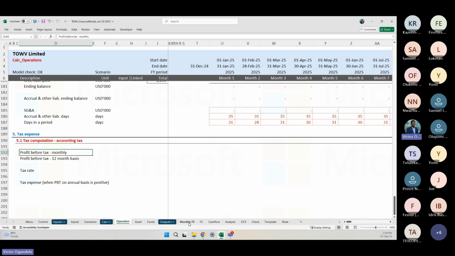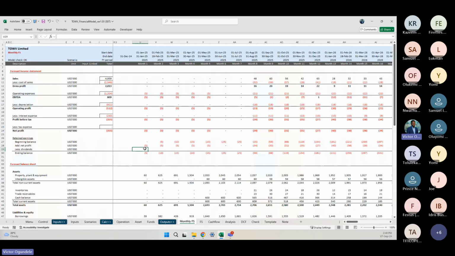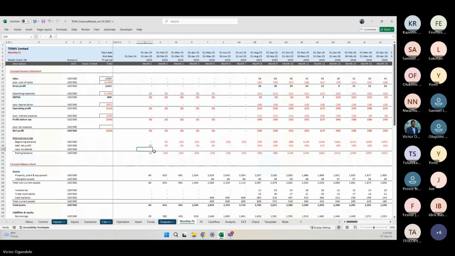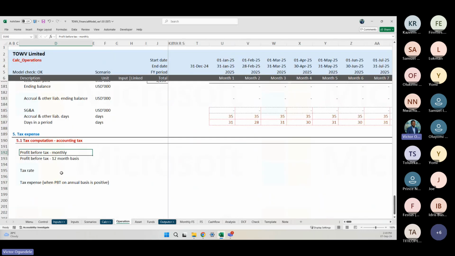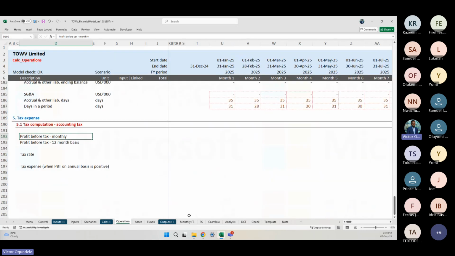And also for the dividends, maybe you can just leave the dividend as monthly as well. I think you pay dividend at the end of the month. So the same concept you use for your tax, you definitely use the same thing for your dividend.